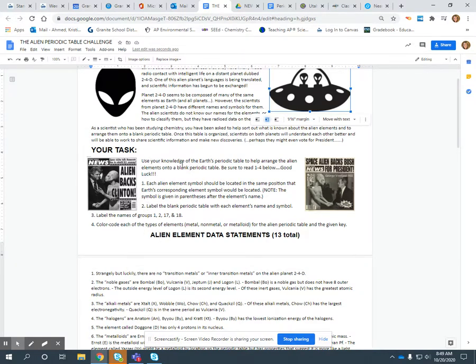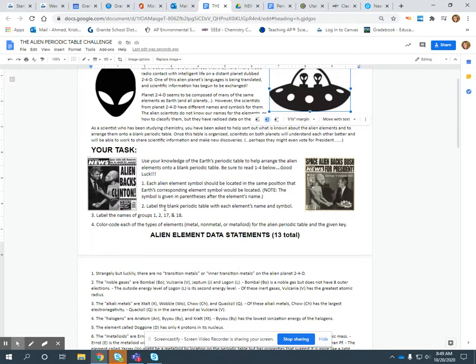It says use your knowledge of Earth's periodic table to help you arrange the elements onto the blank periodic table. Be sure to read 1 through 3 below. Good luck. So the first thing you need to know is that each alien element symbol should be located in the same position that Earth's corresponding element would be located. The symbol is given in parentheses after the element's name.